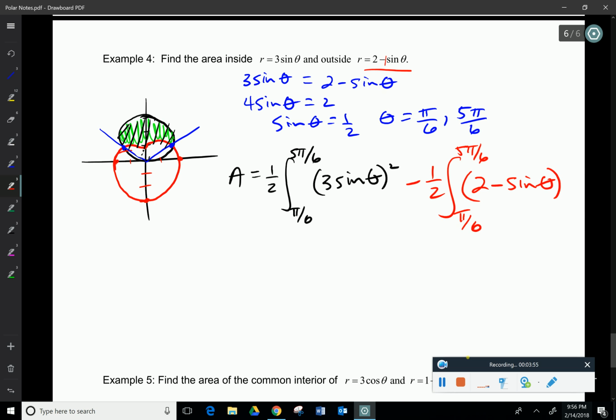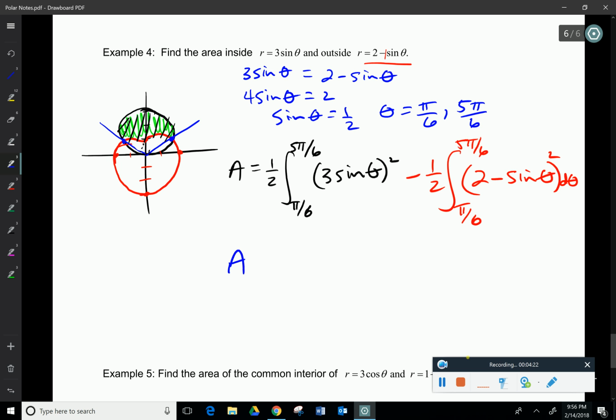Now I wanted you to see where each of these is coming from, but because I have the exact same boundaries on these and they both have a 1/2 out in front, I could have made this just one integral, with the first r squared minus the second r squared. So however it makes sense to you. But again, as I mentioned before, I'm going to give you the answer. If you put that in, the area comes out to about 5.1961. So you can put that in and check that you're doing okay.